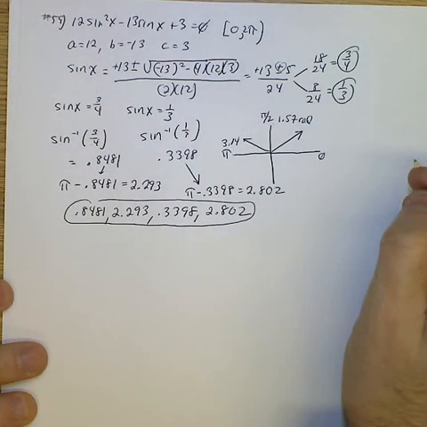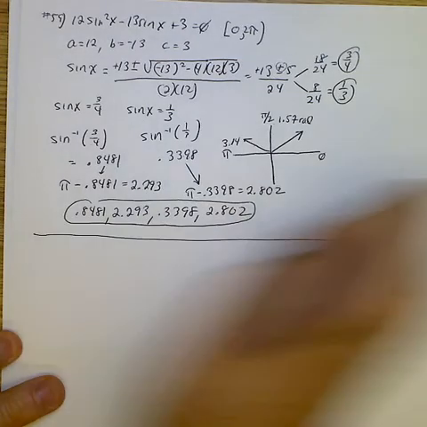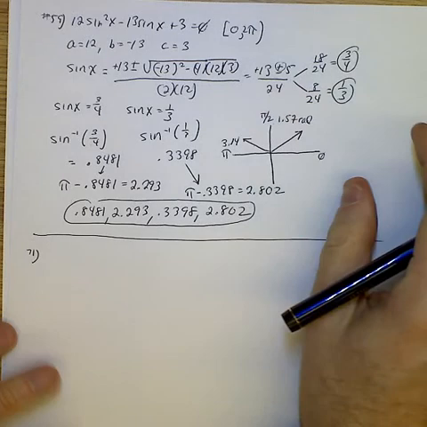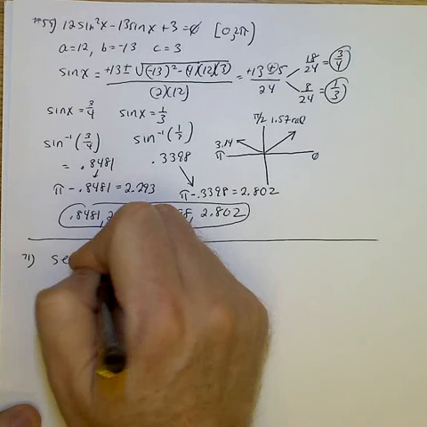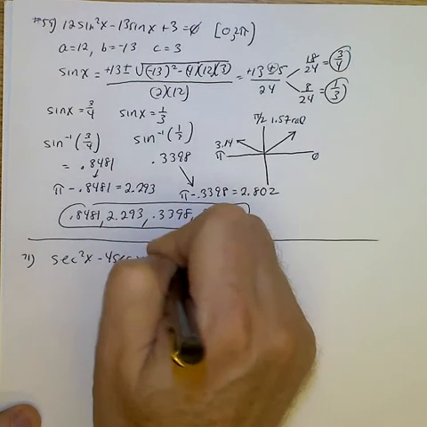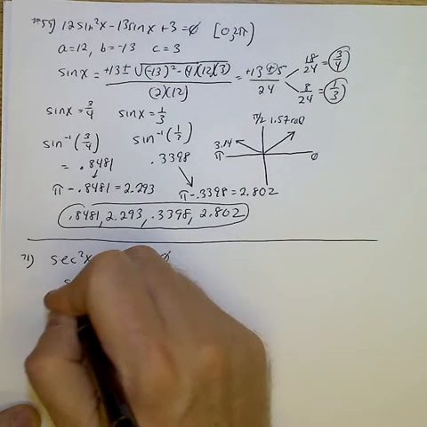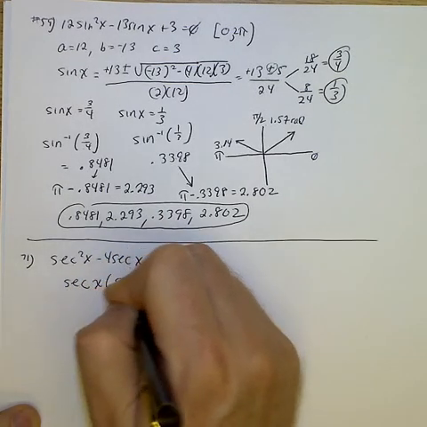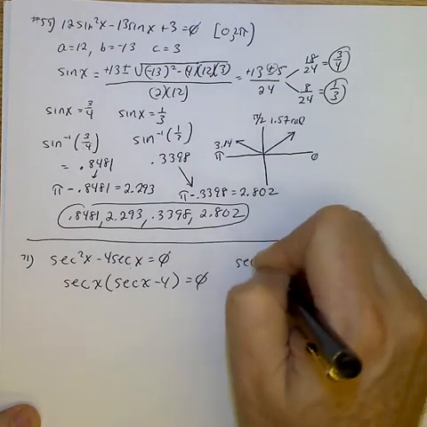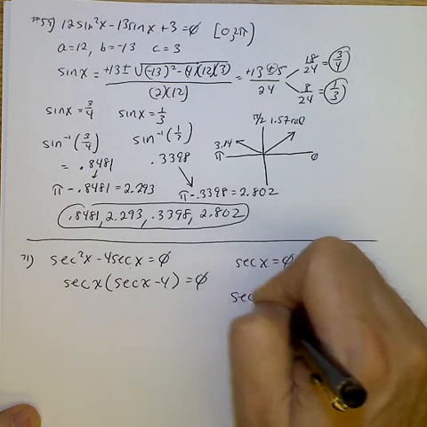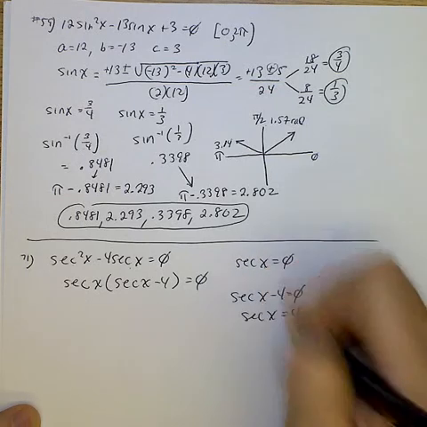Okay, so that's how you do that. Let me do number 71 for you. In number 71, the problem is the secant squared of x minus 4 secant of x equals 0. We can factor out a secant x because both terms have at least one, so we're left with secant x minus 4 equals 0. Now we set each factor equal to 0. And when we do that, we get secant x equals 0 and secant x equals 4.